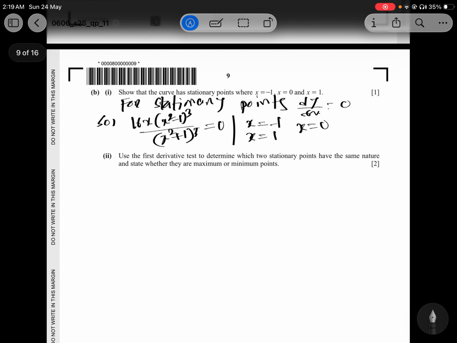Now the question number 2. Use the first derivative test to determine which two stationary points have the same nature. Okay, I'll go for the second one, I guess. Okay, I'm keeping it blank.